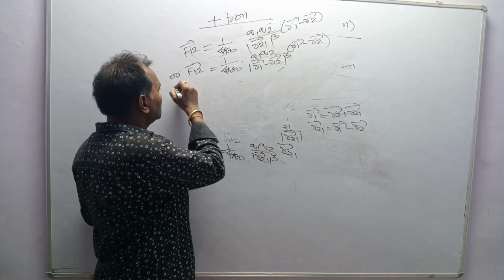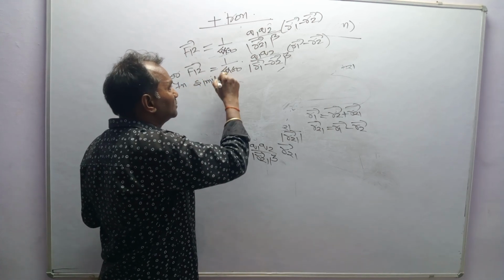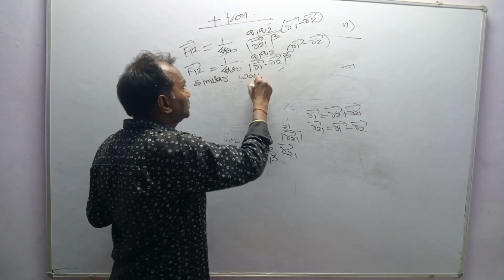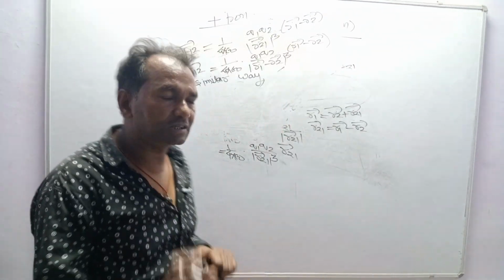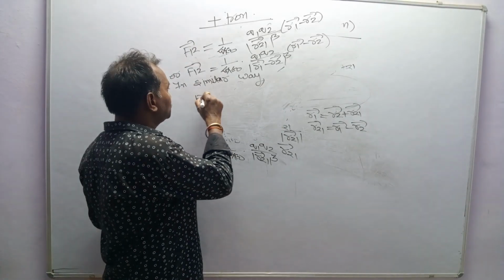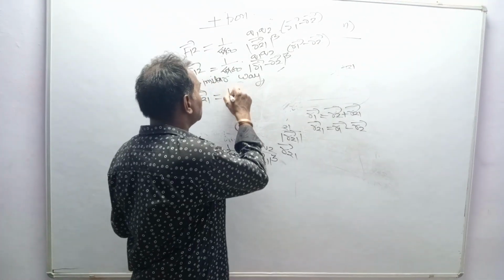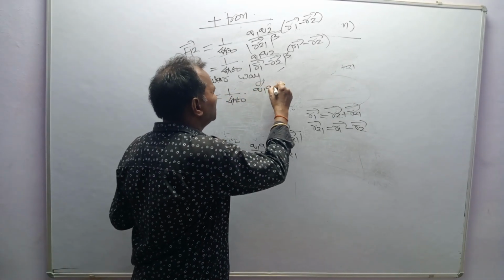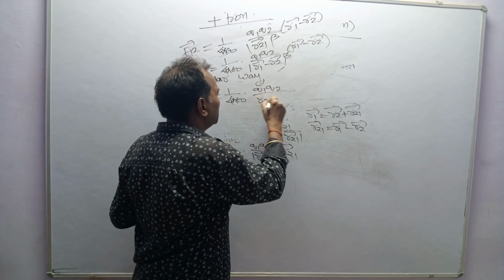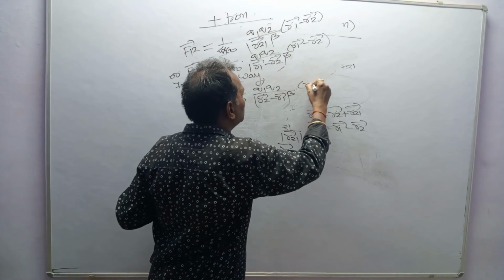In a similar way, we can write, dear student, F12 is the force acting on the first charge due to the second charge. Now we can write F21, the force on the second charge due to the first, that works out to be 1 upon 4 pi epsilon naught Q1 Q2 over mod of R2 minus R1 cubed into vector R2 minus R1.